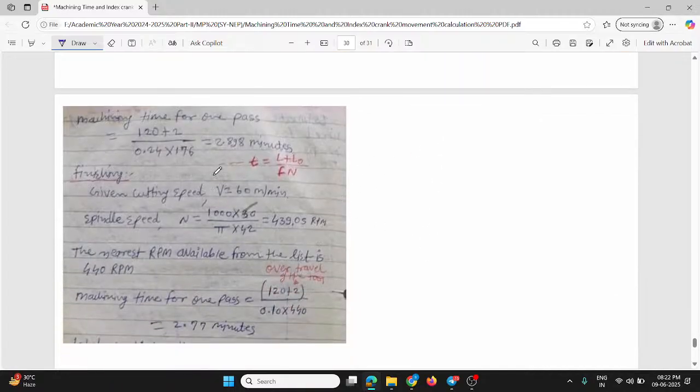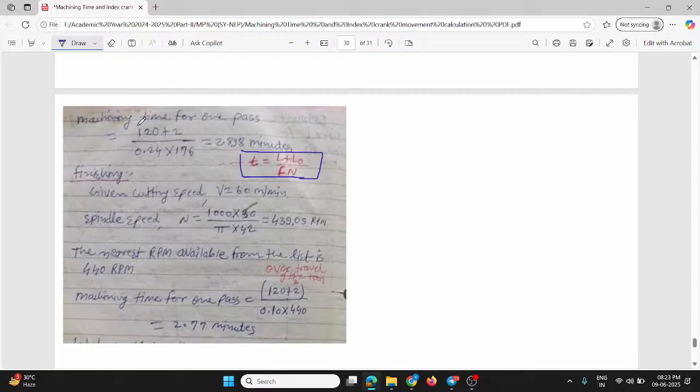So we can substitute these values in this particular formula, that is machining time calculation equals L divided by F into N. What is L? L is the approach length plus over travel. Basically in the numerical, over travel is mentioned. So machining time equals the total length of the workpiece plus over travel, divided by F into N.